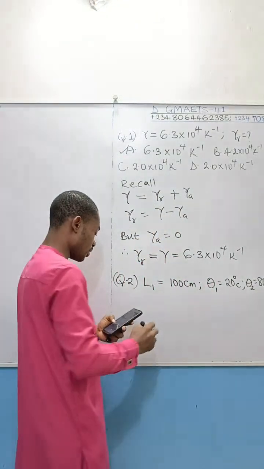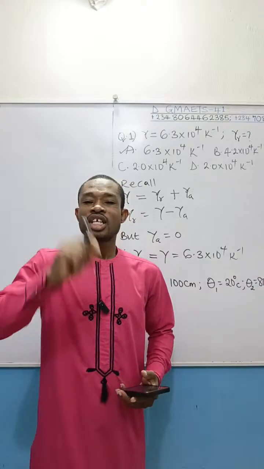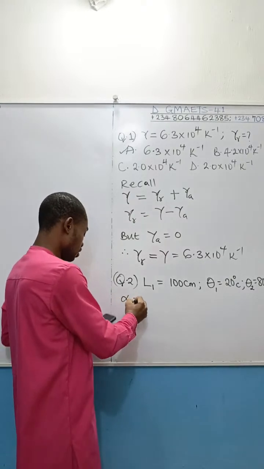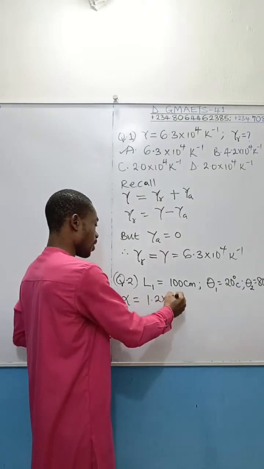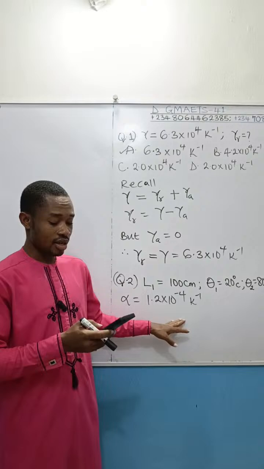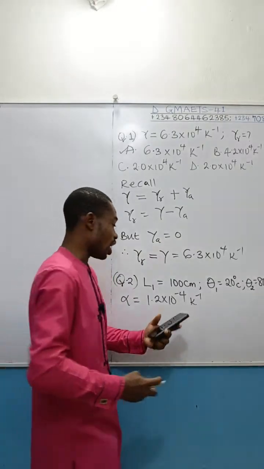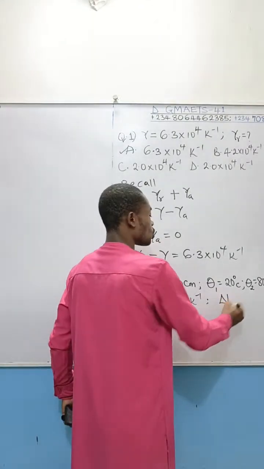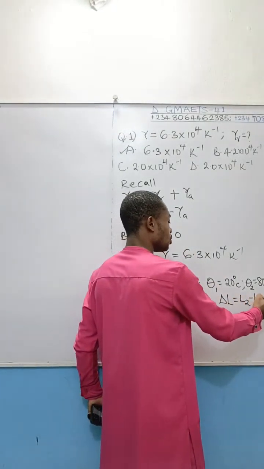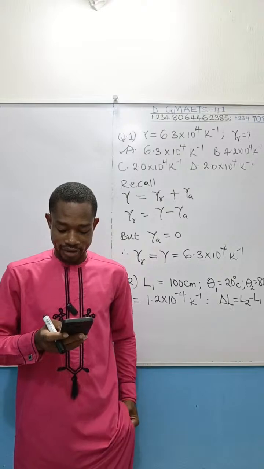Now, the coefficient of linear expansion, that is linear expansivity, we use alpha for it. In the question, it was given as 1.2 times 10 to the power of minus 4 per Kelvin. We are required to find the change in the length of the rod. When you hear change in the length, this is what they ask you to find, and change in the length is simply equal to the final length L2 minus the initial length L1.